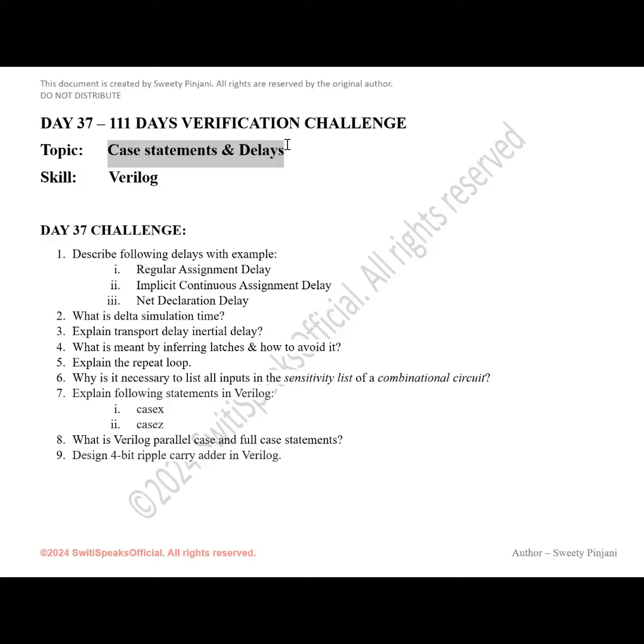So let's understand them. Now, there are different types of delays. You need to explain these delays with an example. First one is regular assignment delay. Then we have implicit continuous assignment delay. We have net declaration delay. Explain these delays with example.